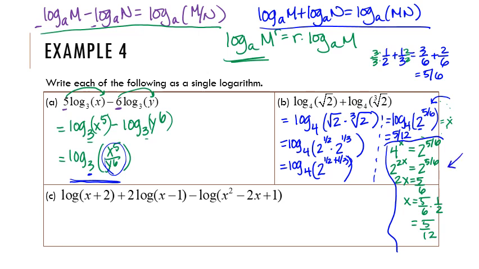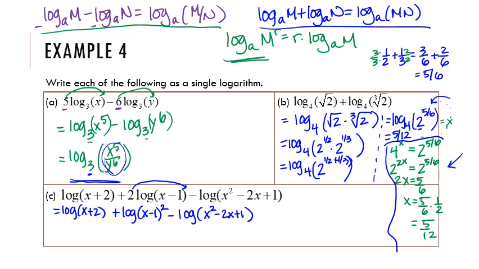Okay, looking at letter C. So the first thing I'm going to do is write all factors as powers. So this gives us log of x plus 2 plus log of x minus 1 to the 2nd power minus log of x squared minus 2x plus 1.